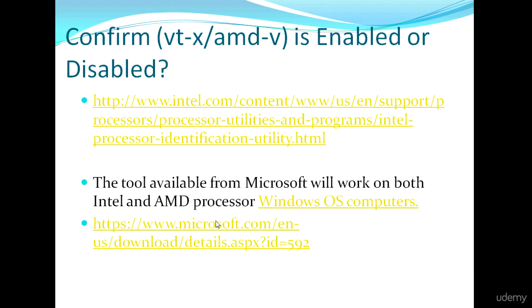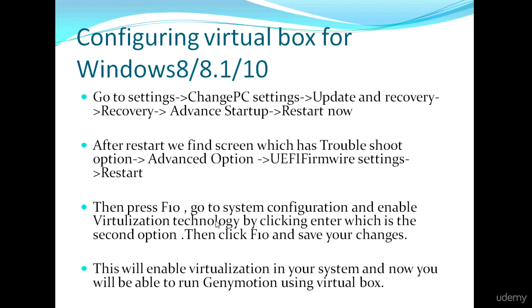Once you do it, you can restart your machine, and this will enable virtualization in your system, and now you will be able to run Genymotion using VirtualBox. So these are the simple steps I have mentioned. You can do it, and as I told you earlier, if I have an advanced motherboard, it will be almost configured. This will be enabled, and you can check it using either a Microsoft tool or an Intel processor tool. So I believe it is already done.